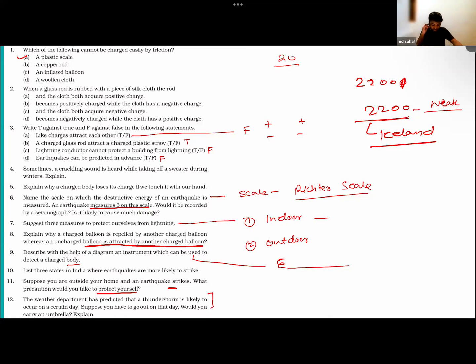The weather department has predicted that a thunderstorm is likely to occur on a certain day. Suppose you have to go out on that day. Would you carry an umbrella? No, sir, since lightning looks for tall objects and an umbrella is higher than ourselves, there are chances the lightning would fall on us. Exactly. There's a high chance that the person might get an electric shock, right?